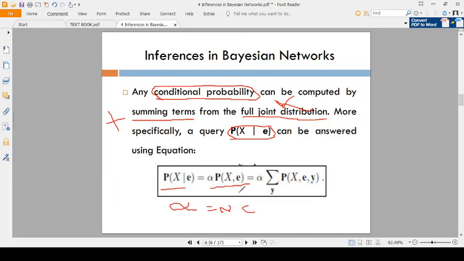Alpha is a normalized constant. So you are summing the terms, what is that? Sigma up to how many terms? Y terms. So you are calculating the probability for query variable X based on the event E, summing over the y terms. How many terms are you adding? Y terms are added.